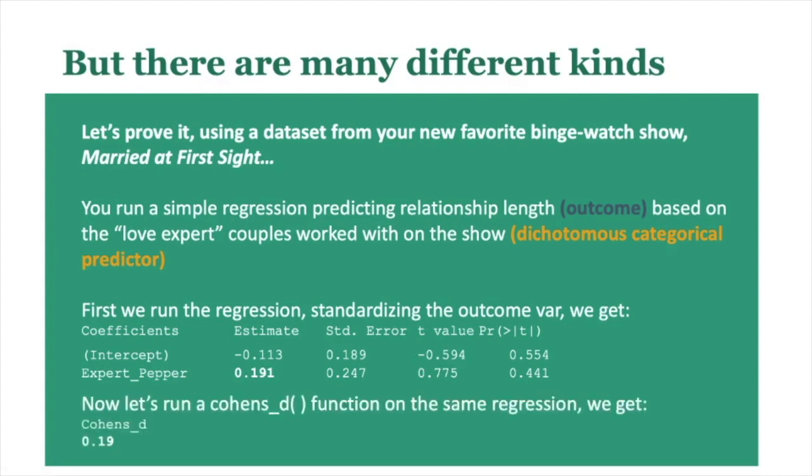We can run the Cohen's d function on the same regression and we get the exact same thing. So when it's a simple regression, when we standardize the outcome and we have a two-level predictor, what it's spitting out is just a Cohen's d. If we have control variables in there, then it becomes an adjusted Cohen's d. We're adjusting for other variables.